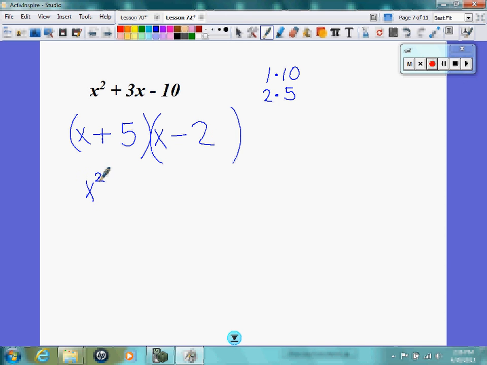We'd get x squared. First times first is x squared. Outer times outer would be minus 2x. Inner times inner would be plus 5x. And last times last would be minus 10. The outer and inner terms would add together and make 3x. And in fact, that's what we had to begin with: x squared plus 3x minus 10. And that was our original trinomial.